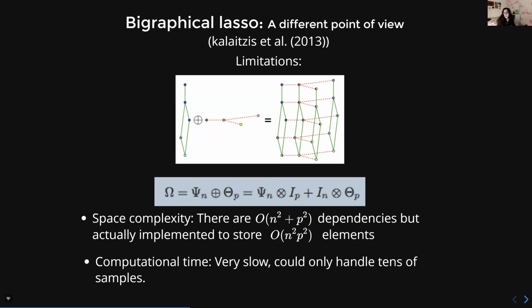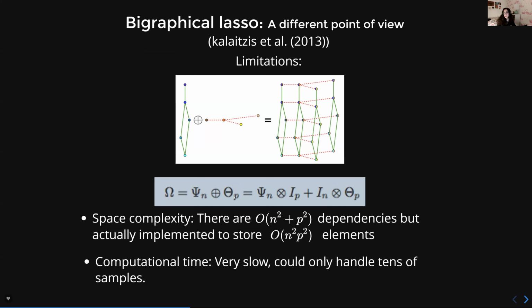Later on, with a previous PhD student, Sijia Li, we exploited the eigenvalue decomposition of that Cartesian product, and we managed to have a more efficient version of their algorithm.